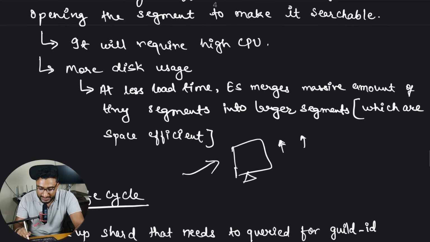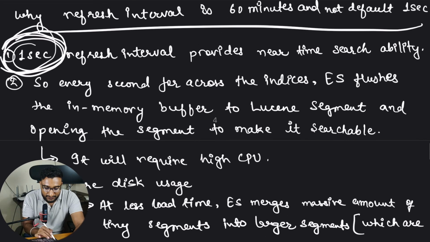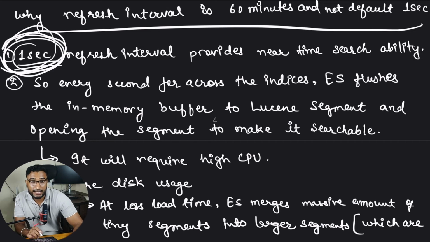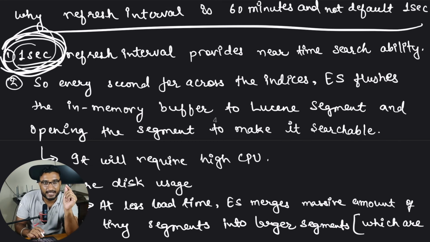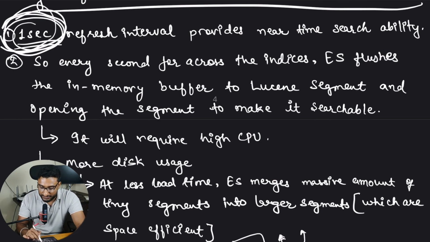So what was the reason for it? Was this reason this 1 second time interval? Because Elasticsearch is assuming that whatever data you are indexing, you want to search it right away, but I might not have that requirement. And to provide that functionality to search the data as soon as it is indexed, what Elasticsearch does is, every second across the indices, it flushes the in-memory buffer to a Lucene segment and opens that segment to make it searchable.